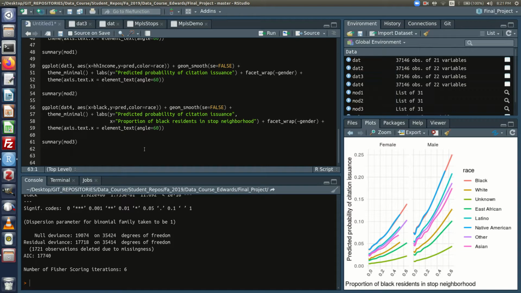So a lot of you might be using logistic regressions in your final projects. So this is a nice way to look at them.